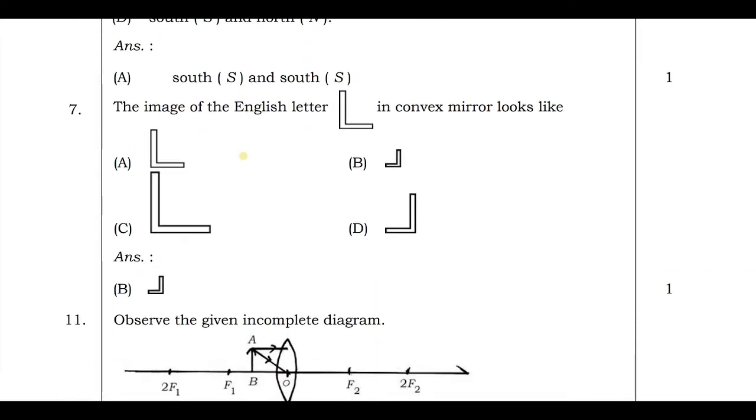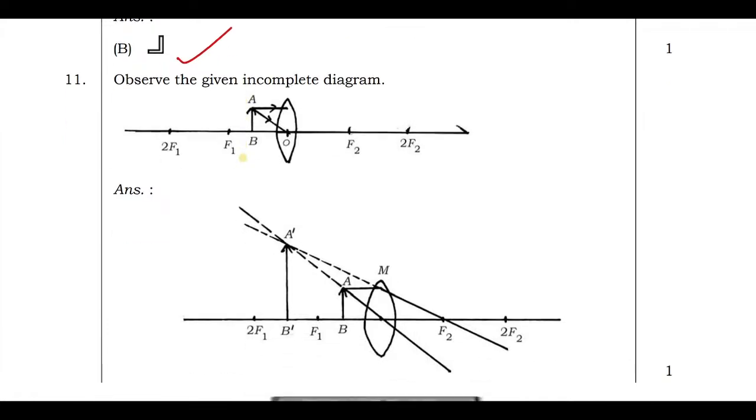The image of the English letter L in a convex mirror will be diminished and laterally inverted. Therefore the correct answer is option B. Observe the incomplete diagram.